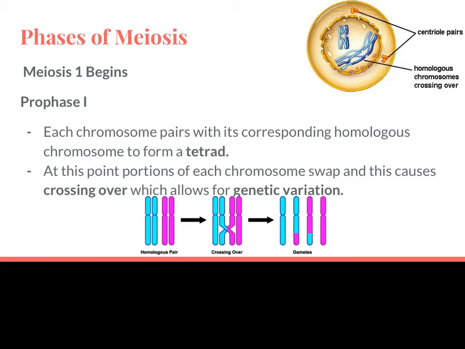Prophase 1, and folks, it goes in the same order: PMAT, PMAT. In prophase 1, each chromosome pairs with its corresponding homologous chromosome to form what we classify as a tetrad. So our chromosomes pair up. Notice the nuclear membrane is breaking down as well, but at this point, portions of each chromosome swap. And this is really, really important to know. This causes crossing over.